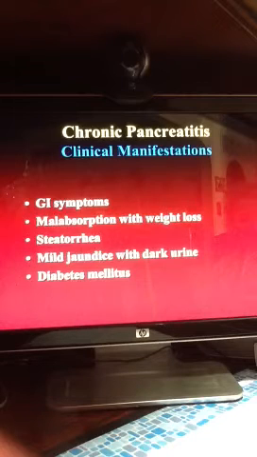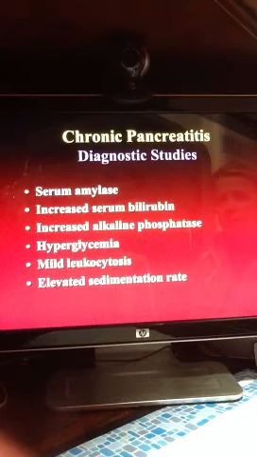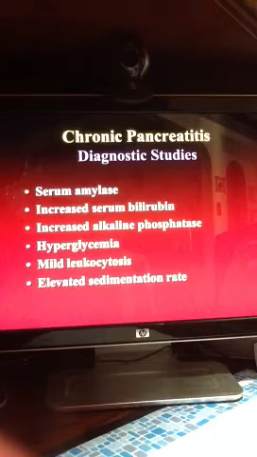Diabetes can develop, and it can be insulin dependent because the islets of Langerhans can be destroyed in chronic pancreatitis. Serum amylase, sometimes it's elevated, but a lot of times it's going to be normal because the parenchymal tissue that forms the enzyme has been replaced by fibrotic tissues. So there's not enough pancreas there to actually secrete amylase.